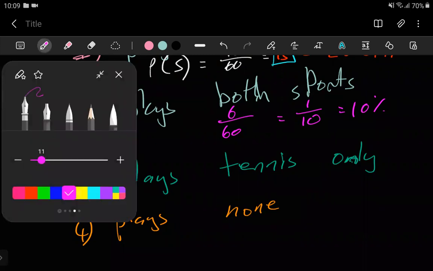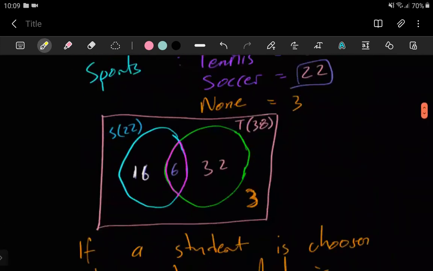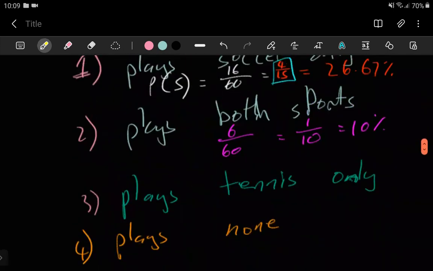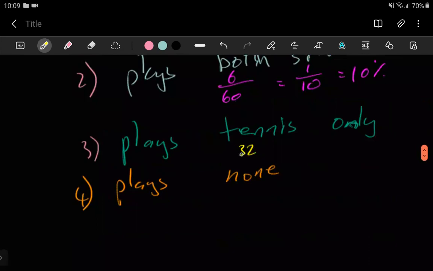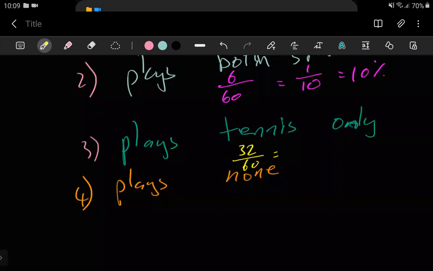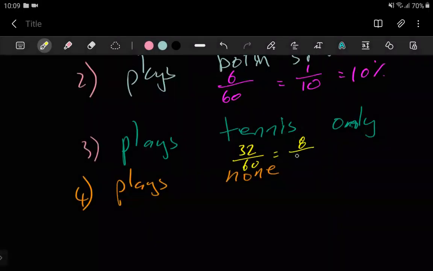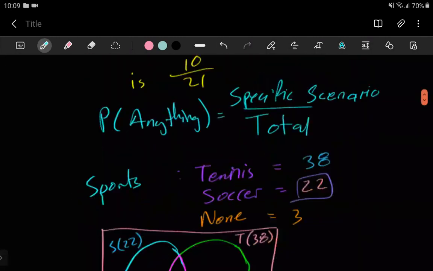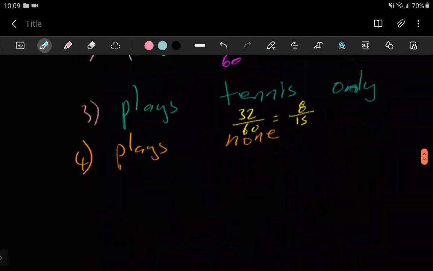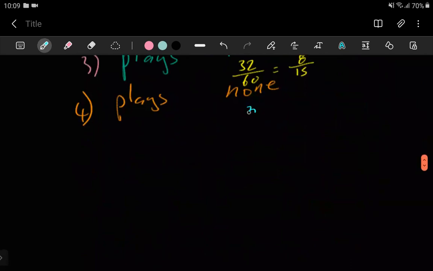And people that play tennis only, you're going to have here 32 people out of a total of 60. So 32 over 60. In its simplest form, you're going to get 8 over 15. People that play none, we saw it was 3 here. 3 people out of 60.